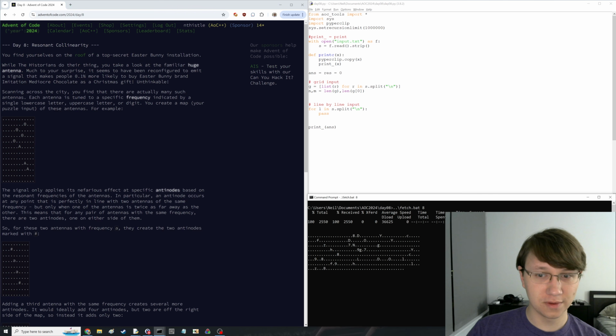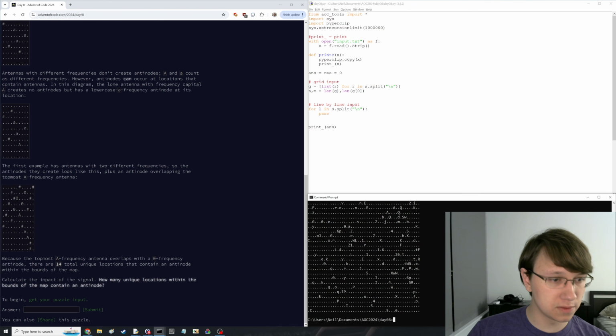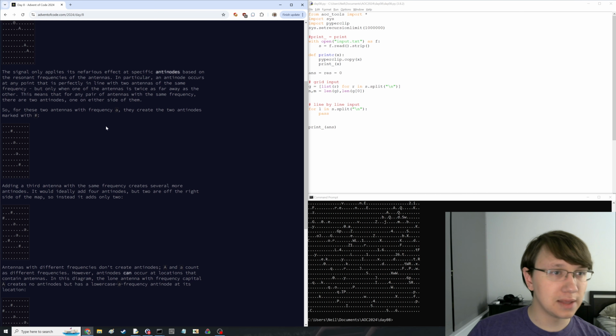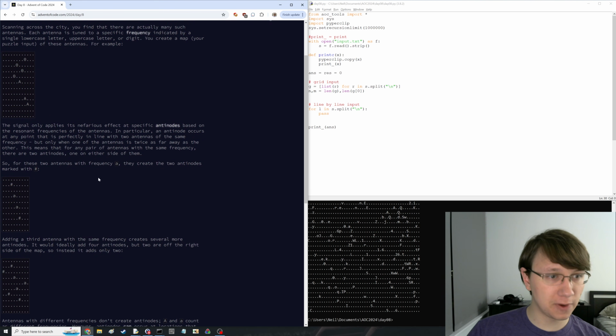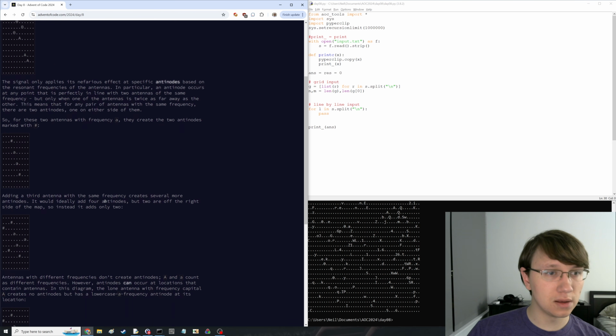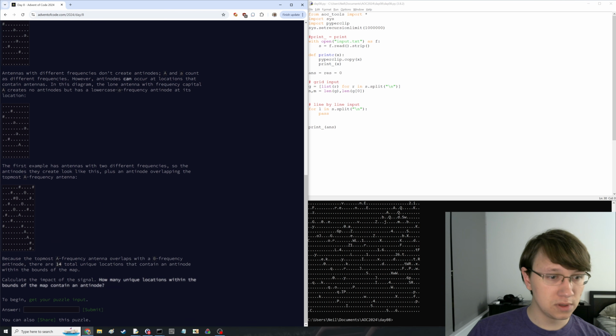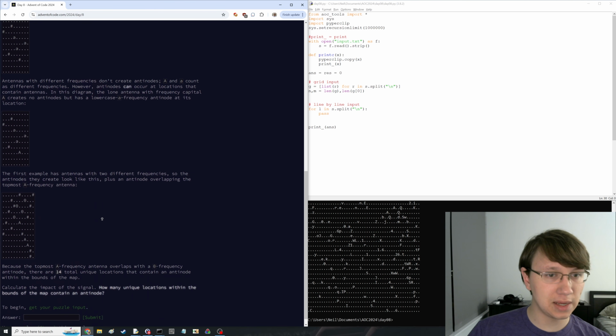Here we go. Okay, it's another grid. What do we want to do? How many unique locations within the bounds of the map contain an anti-node? Okay, I actually need to read the whole thing. Each antenna has a specific frequency. Anti-nodes are perfectly in line with 2 antennas at the same frequency, but only when one of the antennas is twice as far away as the other. For any pair of antennas with the same frequency, 2 antinodes. Gotcha. What's the question? How many unique locations contain an antinode? Okay.